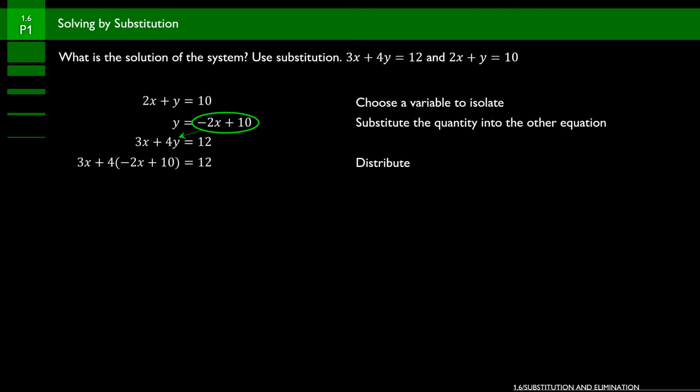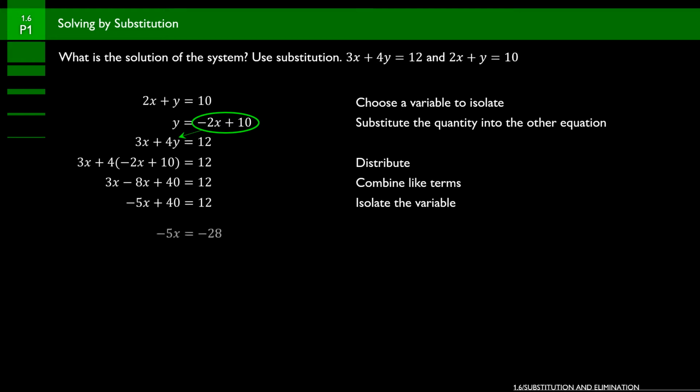Now we're left with just one variable to solve for, and we can do that easily. Distribute your 4, then take your like terms, combine those together, and you're left with negative 5x plus 40 equals 12. Move your 40 over, and you're left with negative 5x equals negative 28. Divide out the negative 5, and your solution for x is 28 over 5.